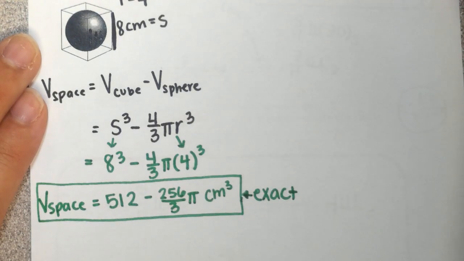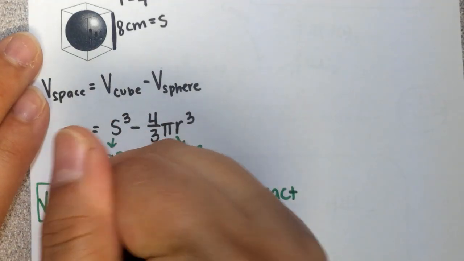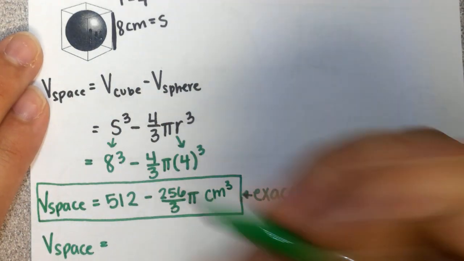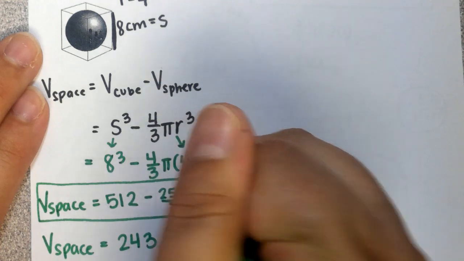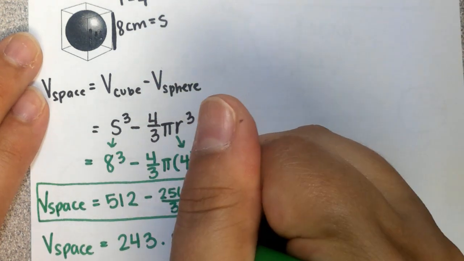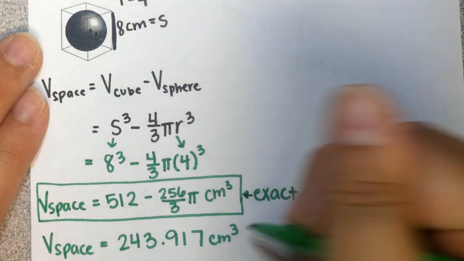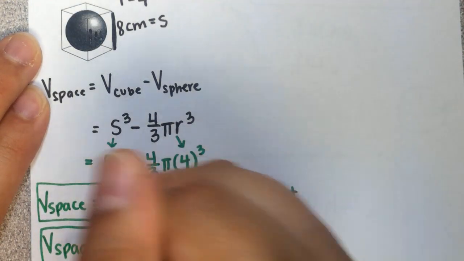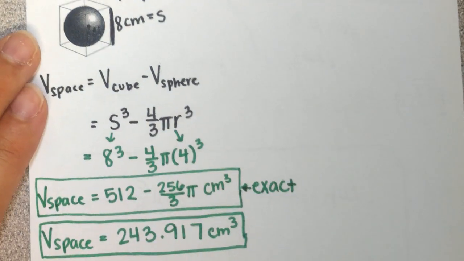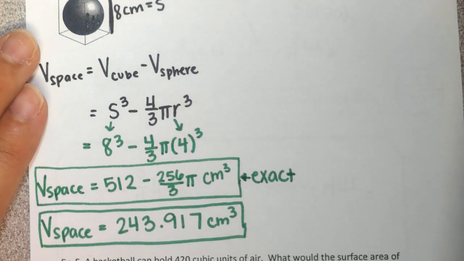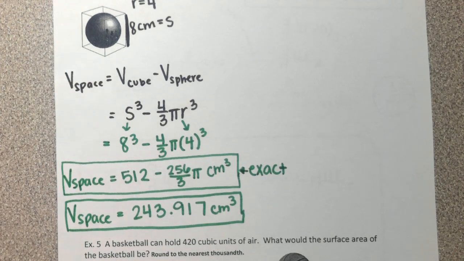Put that whole thing in Desmos. So in Desmos, I'm going to put 8 cubed minus 4/3 pi 4 cubed. And when you put that in Desmos, what do you get? 243.917. Is that what y'all got? All right. And centimeters cubed. Again, you should be in Desmos test mode. If you are playing on your computer, come around and shut it. Take it up.